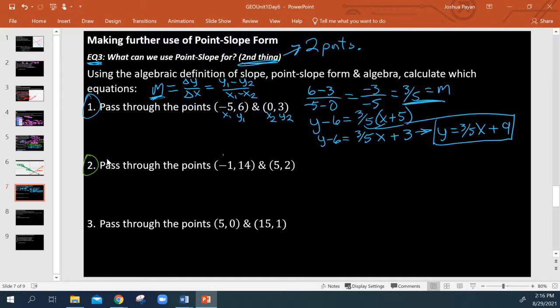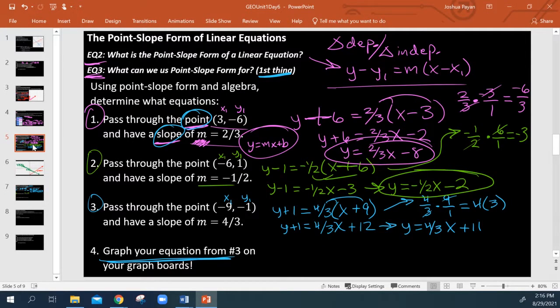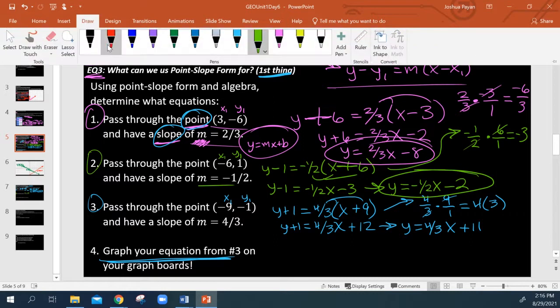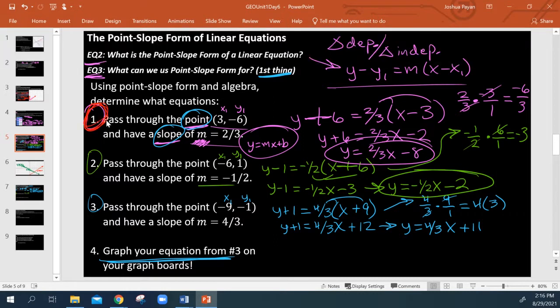Okay, so again, let's label x1, y1, x2, y2. We need to calculate m first to see what equation passes through these 2 points, right? And so let me back up here. Let's look back at example 1 here, right? And I did this in red.